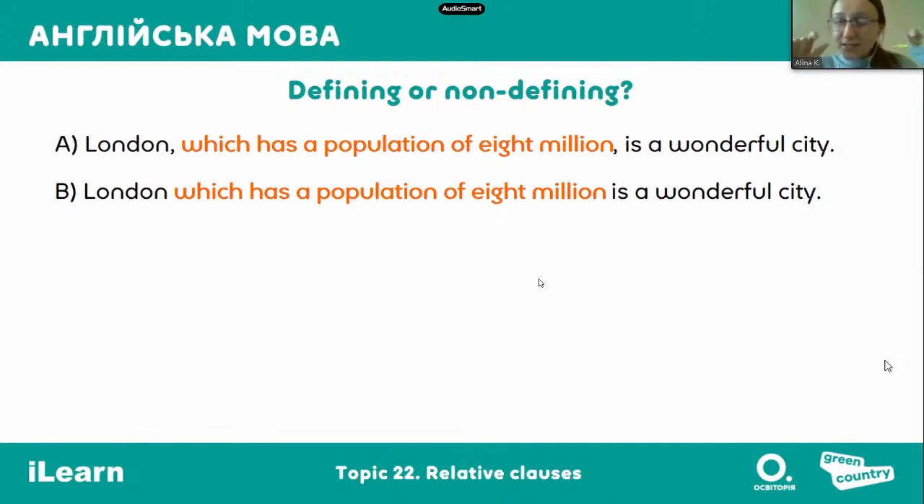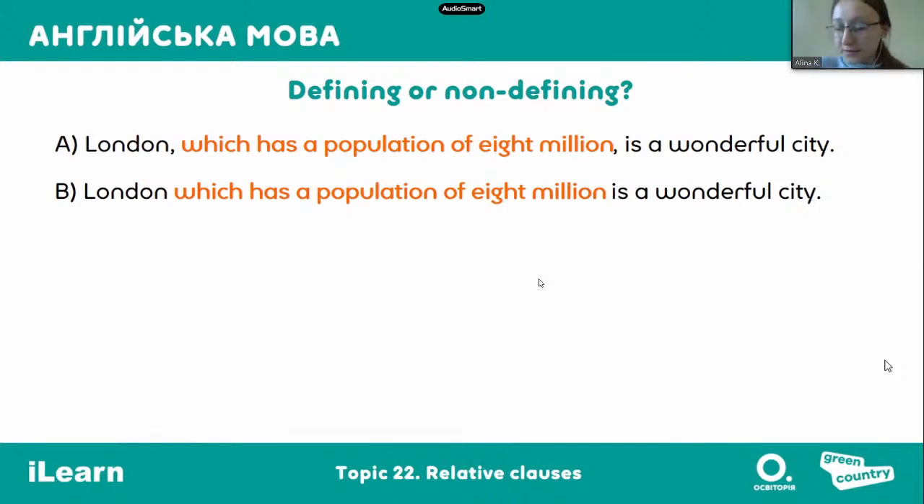I have highlighted the relative clauses in orange, yes, so it will be easier for you. Тобто всі ці підрядні речення виокремила іншим кольором, щоб ви його бачили. Вирішіть, чи це defining, чи це non-defining clause. Якщо це non-defining, то мають стояти коми. Якщо defining, то ком не має стояти, да? That's why.